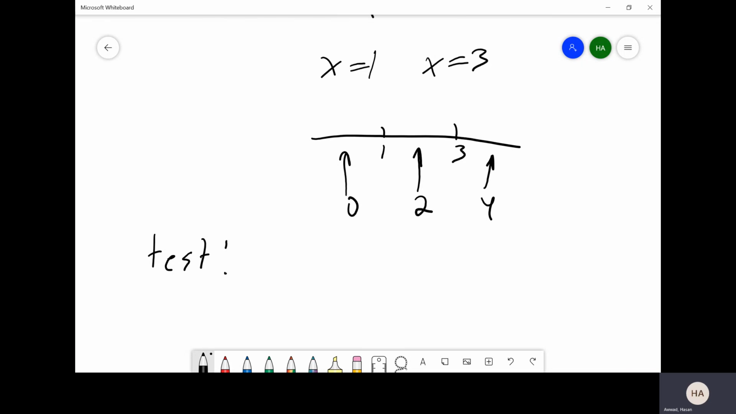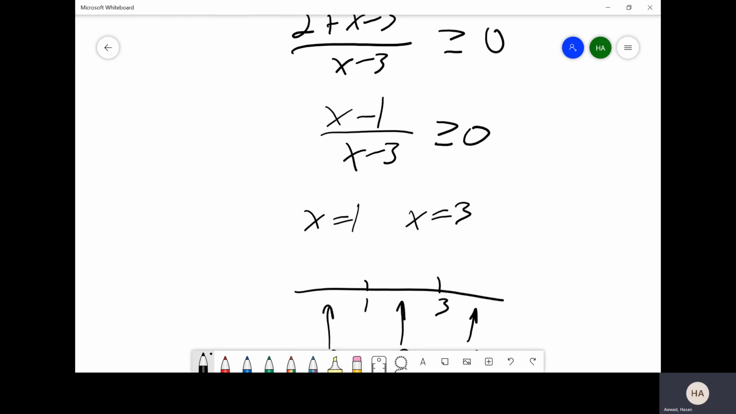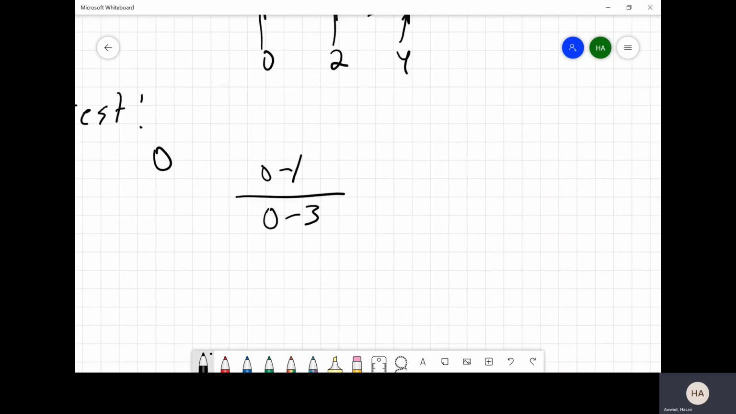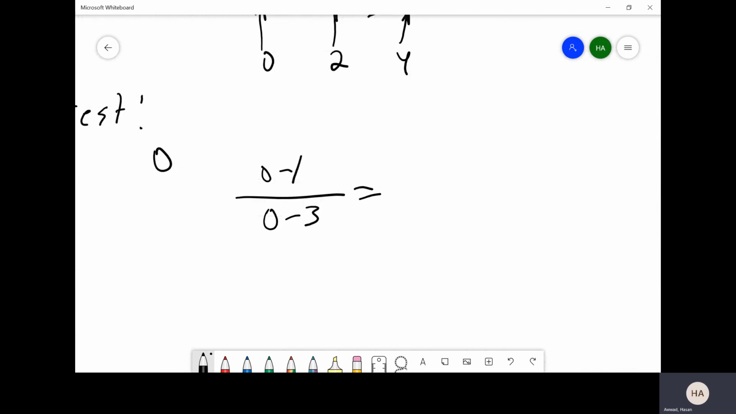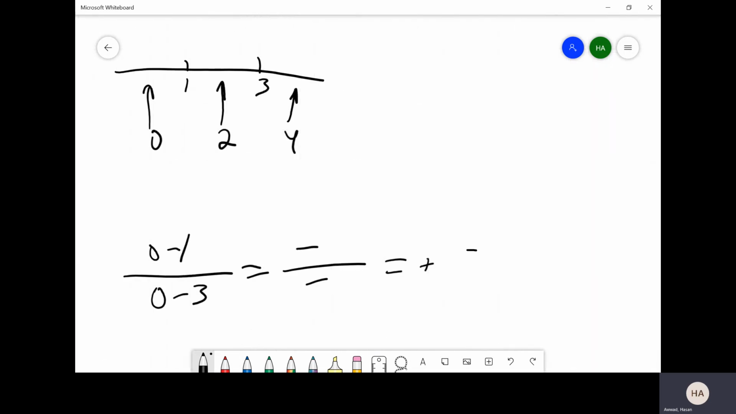First I'm going to test 0. Testing 0, that means I'm going to have 0 minus 1 over 0 minus 3. Remember, wherever there's an x, we're plugging in our test point. So 0 minus 1 over 0 minus 3. We know this is going to be a negative over a negative, which gives us a positive number. Negative divided by negative cancels to be positive. And is a positive greater than or equal to 0? In fact, that is true. So yes, that works.